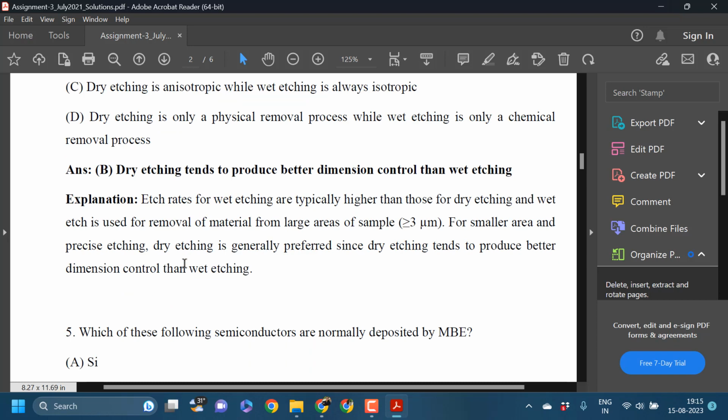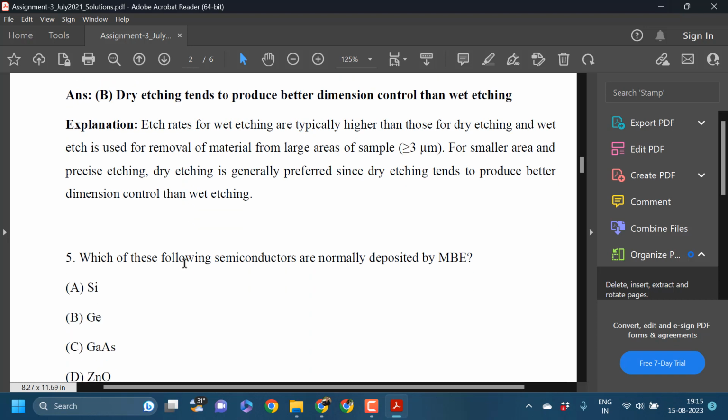Okay. Which of the following semiconductors are normally deposited by molecular beam epitaxy? Silicon, germanium, gallium arsenide, and zinc oxide.